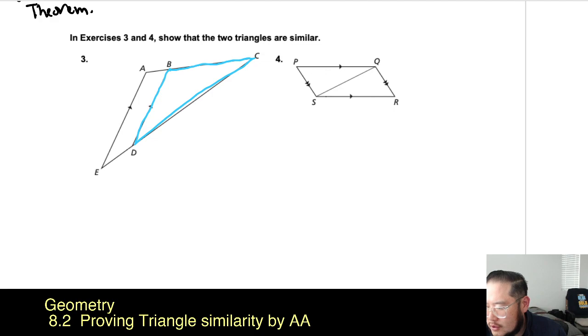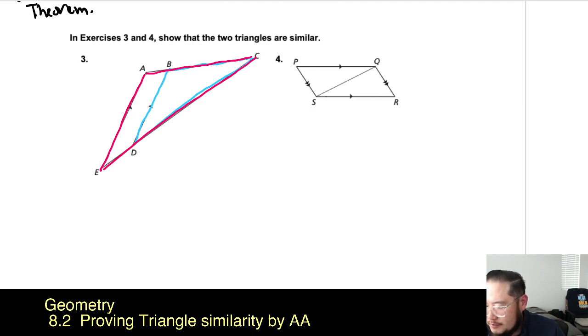So I'll go ahead and highlight the two triangles there, and hopefully now you see where they are. Automatically, they both share one angle, okay? And that right there happens to be angle C. So they both have angle C right there, and that's one set of angles that they both share. Okay, so that's great. We have angle C.